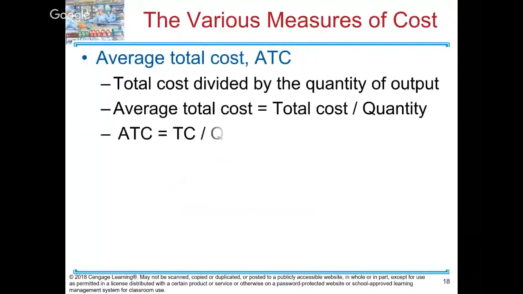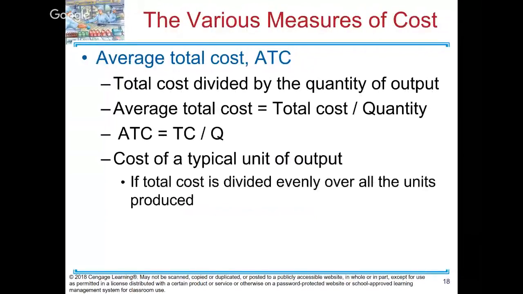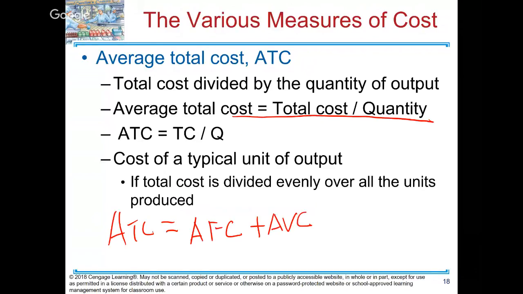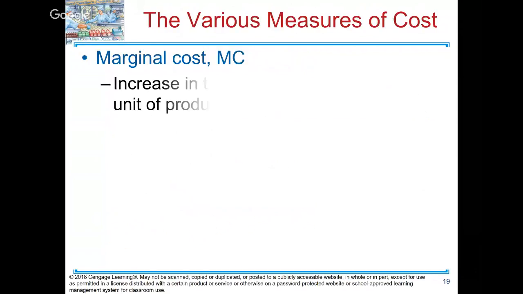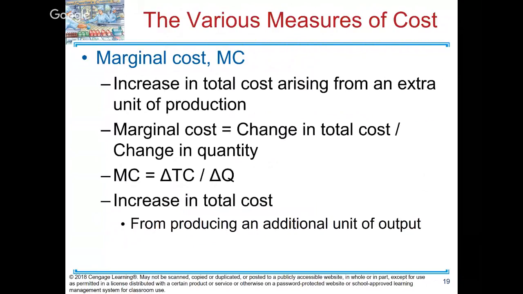We talked about this already. For total cost, your average total cost is your total cost over quantity. It also equals your average fixed cost plus average variable cost. They mean the same thing, and they give you the same number. And then here's the formula for marginal cost. Delta stands for change, so it's the change in total cost over the change in quantity.